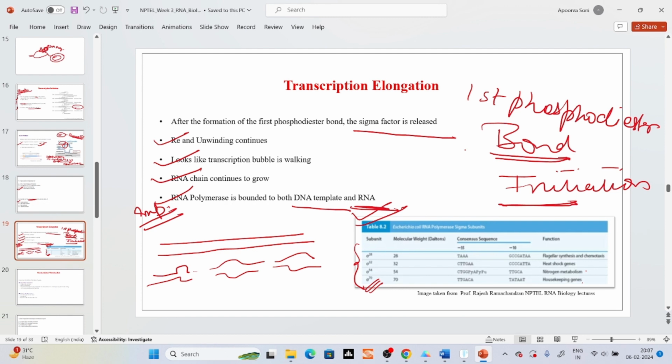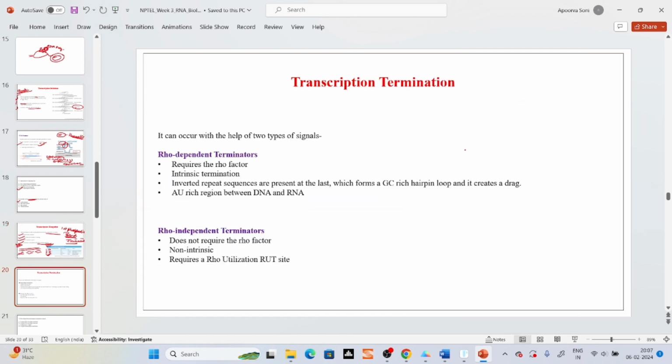So these are 28, 32, 54 and 70. 70 is responsible for housekeeping gene recognition, 54 for nitrogen metabolism, 32 for heat shock genes, 28 for flagella synthesis and chemotaxis. This is about transcription elongation. Now we'll see about transcription termination.